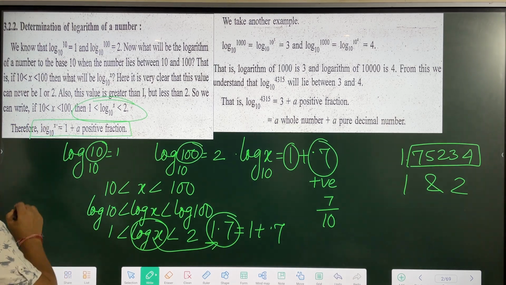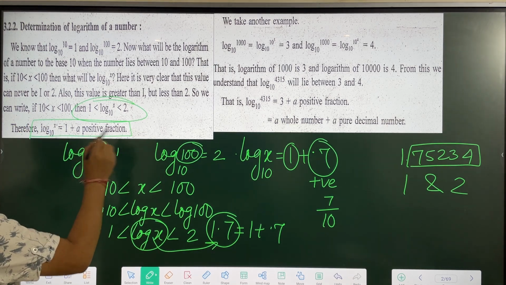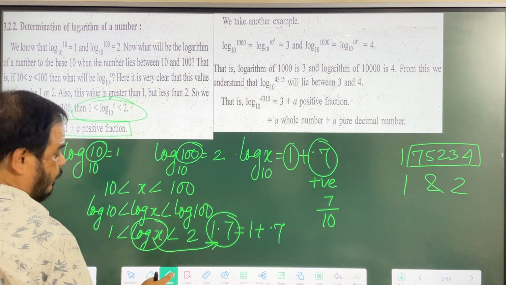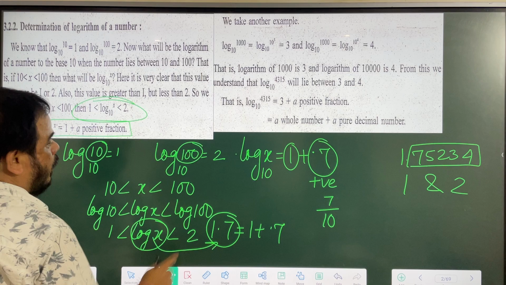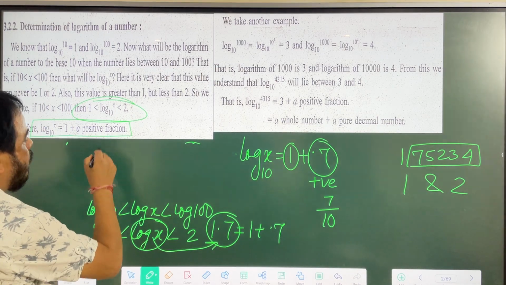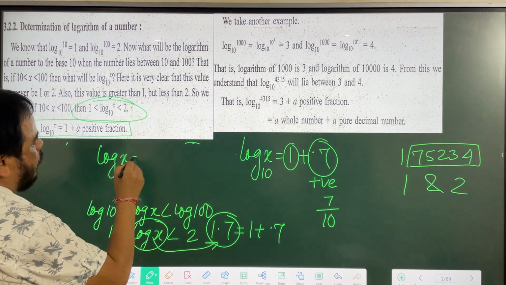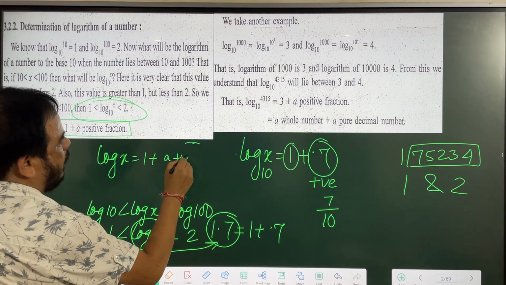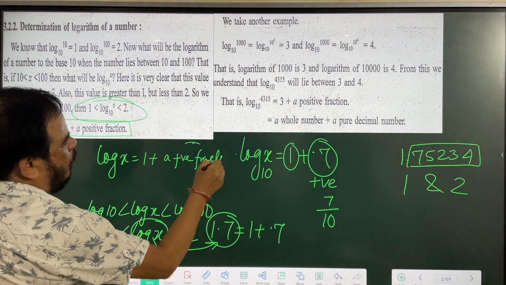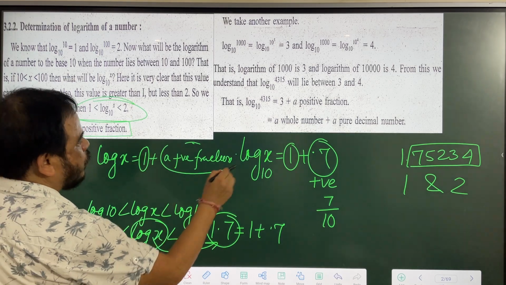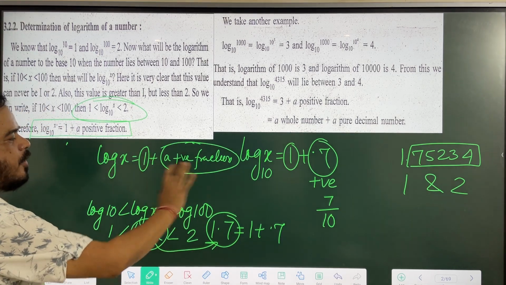Log x base 10 equals 1 plus a positive fraction. This is a formula. Log x is equal to 1 plus a positive fraction or decimal number. So log x equals, always you will get it like this.